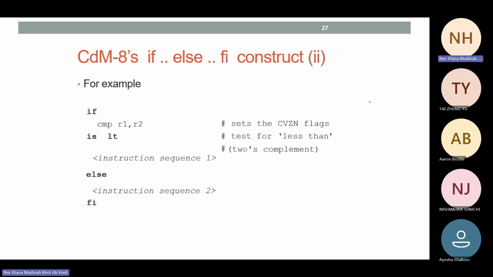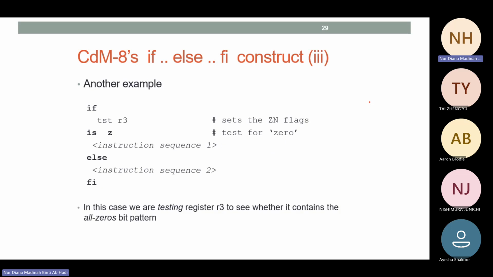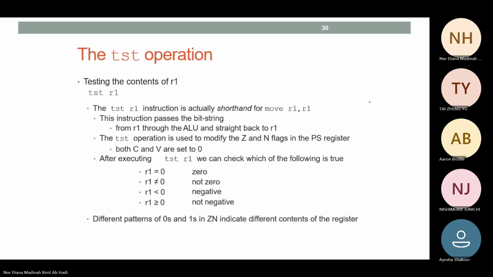So next, this is an example of how it will be. LT means less than. This one is the example of the zero flag, testing the content of a register with TST. TST is the mnemonic. So TST R1 is shorthand to move your R1 into your R1. This instruction passes the bit string from R1 to the ALU and straight back to your R1. The test operation is used to modify your Z and N flag in your PS register. Both your C and V are set to 0.